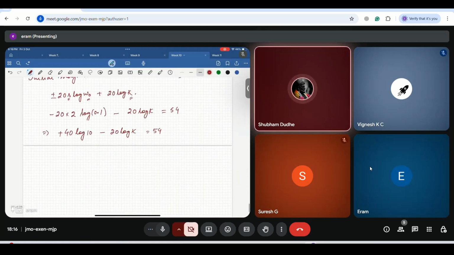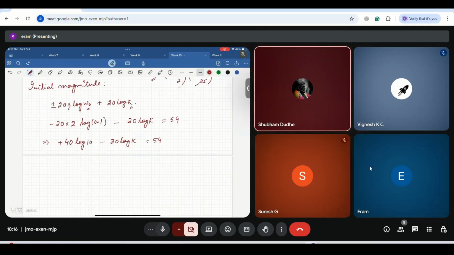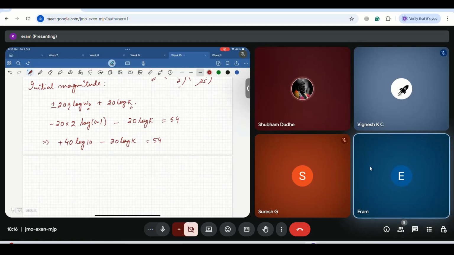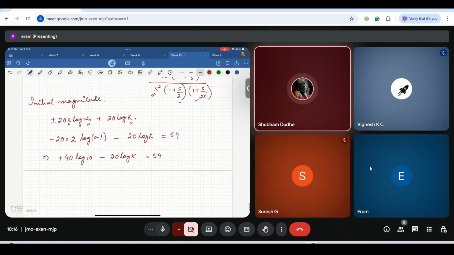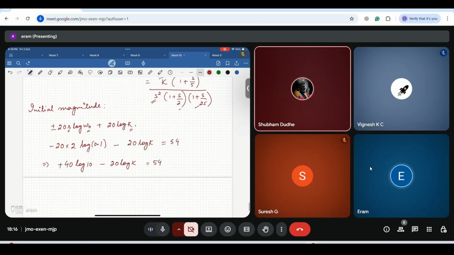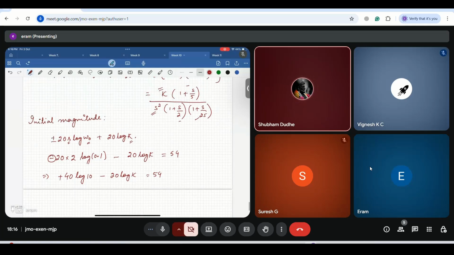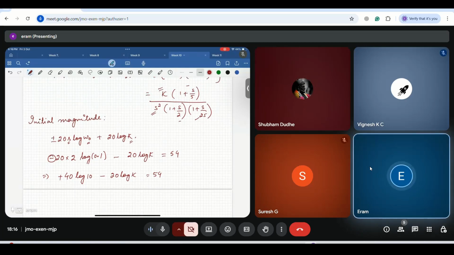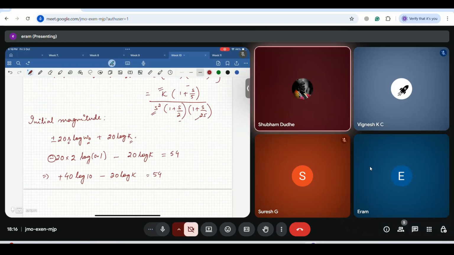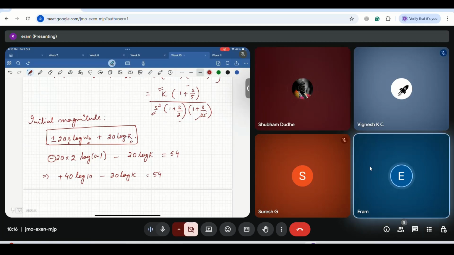Plus 20, you write in the first step. Yes, this plus minus 20 log omega 0 plus 20 log k. So in this sign, next step also this sign you are talking about above, the first step. Your voice is not clear to me. Can you please repeat what you are saying? First step I am saying, the plus sign in between. So in the next step also. No, no, I am saying plus or minus.